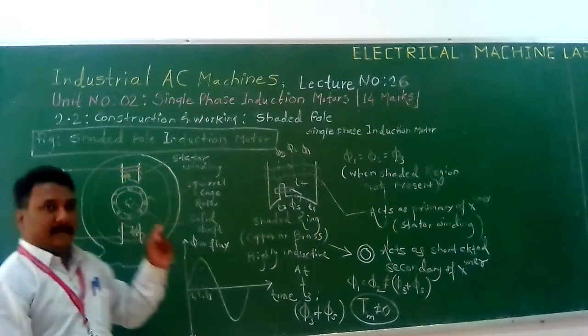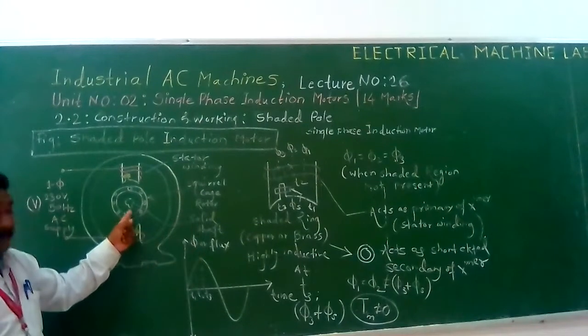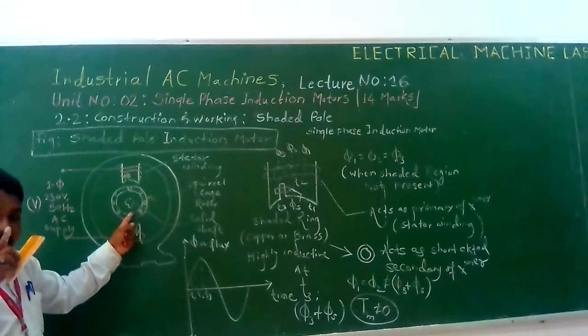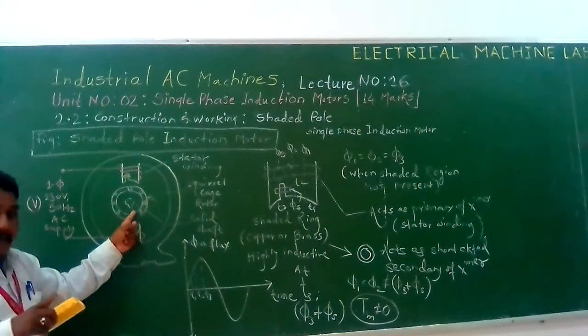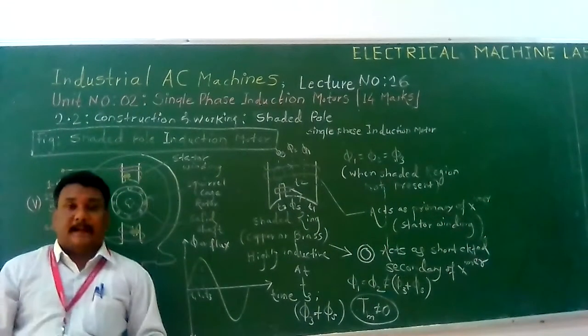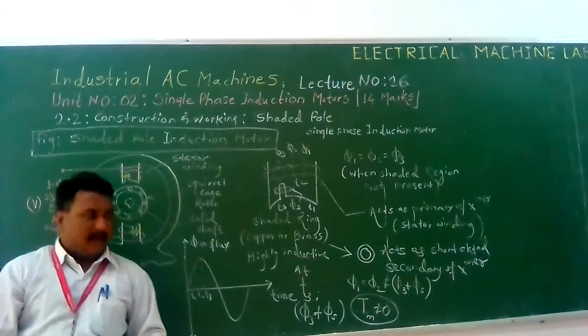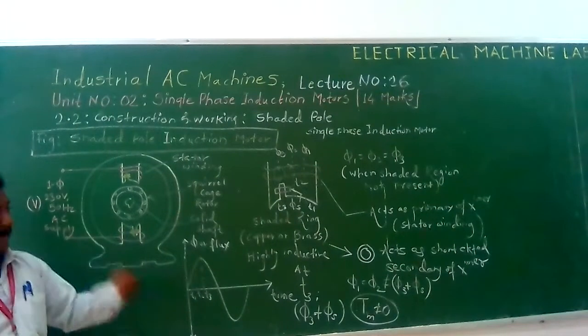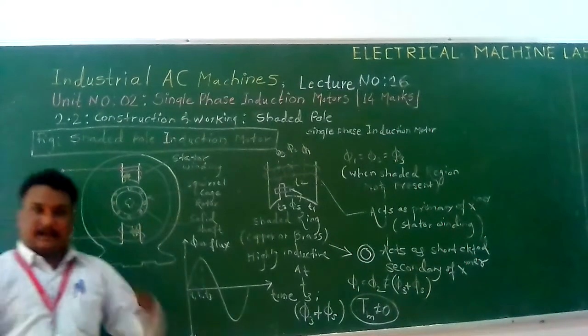Due to this shaded ring, some torque will remain in the rings and in the rotor, and this torque will be sufficient to give rotation to the rotor, and in this way the shaded pole induction motor works.